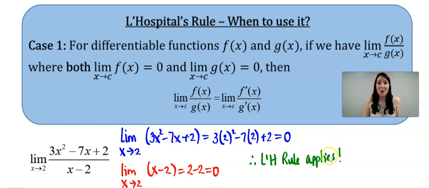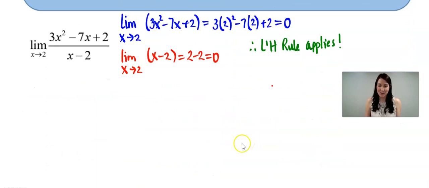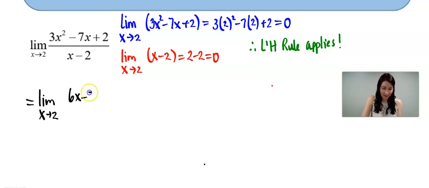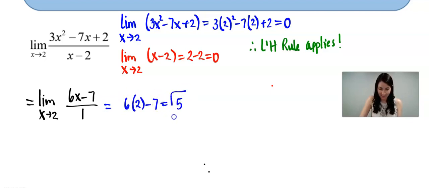So here's the fun part. We apply it. Let me scroll down here to give us some more room. So that limit will equal the limit as x approaches 2 of the derivatives of the numerator and denominator. The derivative of 3x squared minus 7x plus 2 is 6x minus 7, and the derivative of x minus 2 is 1. Now you can use direct substitution and plug in 2. Therefore, our answer will be 6 times 2 minus 7, or 5. And that's how to use L'Hopital's rule.